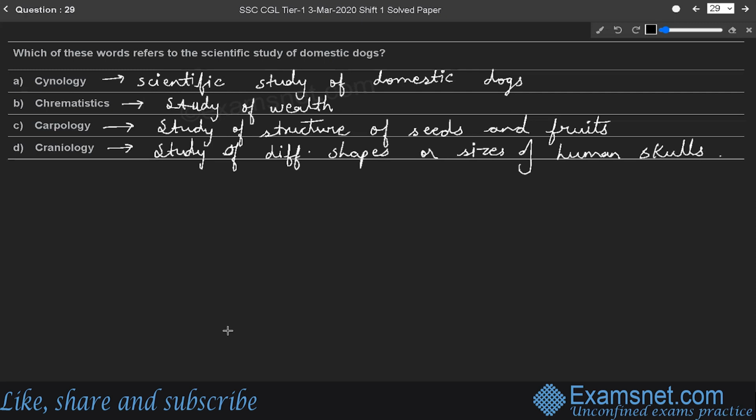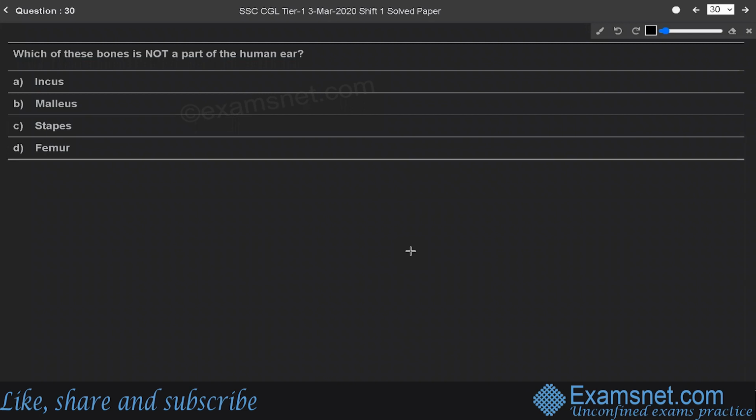So for this question, the correct answer will be cynology because the scientific study of domestic dogs is called cynology. And the scientific name of dog was Canis lupus. So this is the scientific name of the dog. So for this question, the correct option is option A, which is cynology. Next question is, which of these bones is not a part of the human ear? The options are incus, malleus, stapes, or femur.